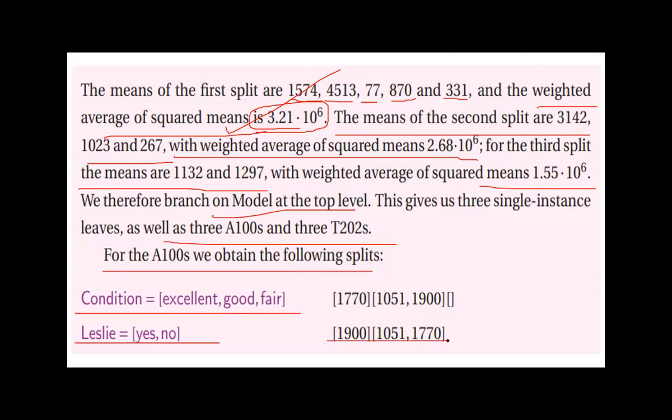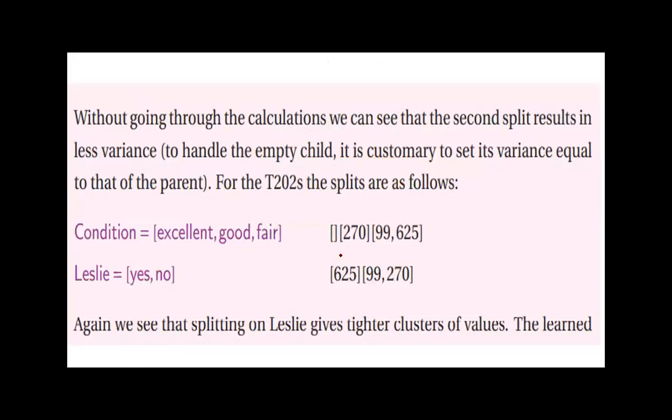You find the mean of the first split, find the mean of the second split, and find the weighted average of the squared means, and then you come to a conclusion that the lesser variance is the better one. So automatically, without going through the calculations, we can see that the second split results in less variance.